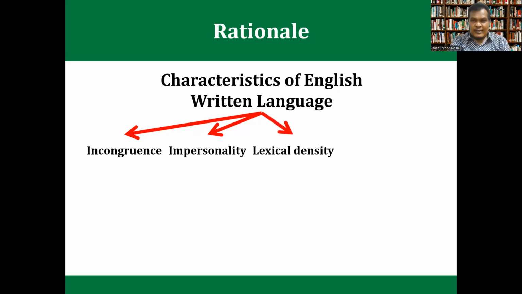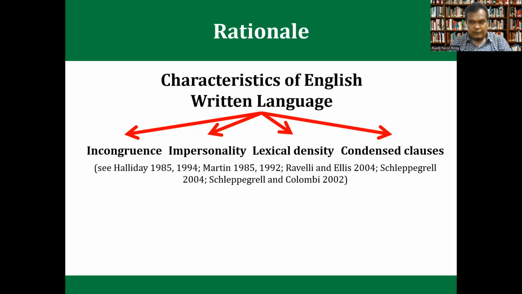The next one is lexical density. In other words, you have many lexical items in one clause, or the clause is dense. And the last one is condensed clause. Your clause contains many lexical items. Okay, so these are the four characteristics of English written language.